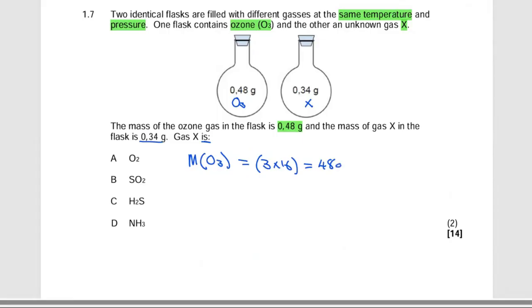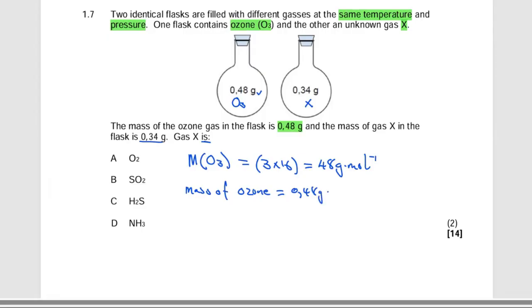So it's 48 grams per mole. Then after that, I'll proceed to the mass of what? The mass of ozone, right? They are given that the mass of ozone is equivalent to 0.48 grams. So it's going to be 0.48 grams.